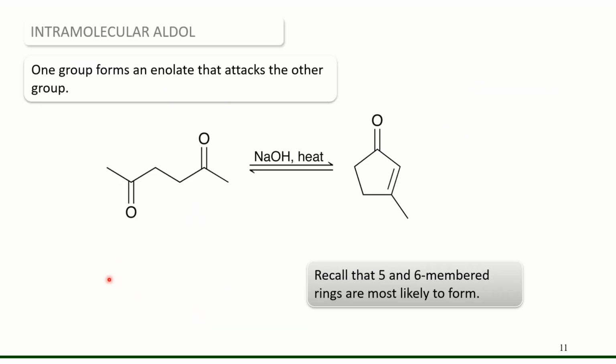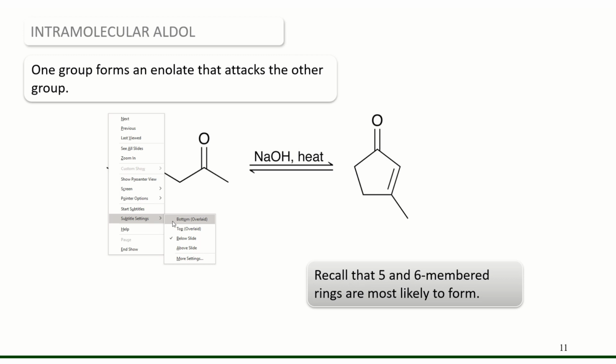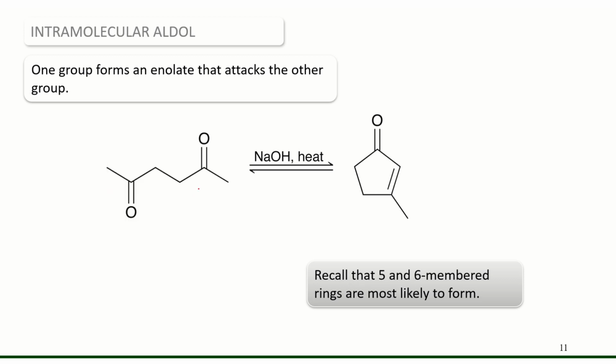So if you probe, say, for example, the one that we just looked at, you can see immediately that we have here a 1, 2, 3, 4. So it's a 1,4 diketone. And of course, one of these methyls will act as our enolate, which will attack this guy. So really, we end up with a 5-membered ring.